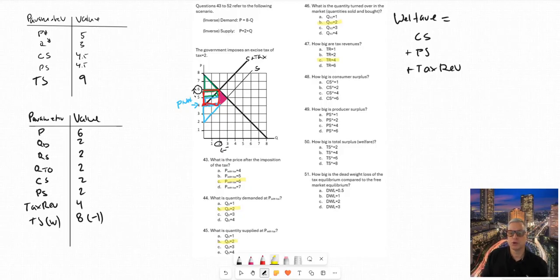How big is consumer surplus? Well, we said that is only 2. Producer surplus, only 2. So total welfare, total surplus is 8: 2 plus 2 plus 4. That's 8. And how big is the deadweight loss? Well, we dropped from 9 to 8, so the deadweight loss is 1. Okay, so that was the welfare analysis of a tax, and in the next video we'll do a welfare analysis associated with a subsidy.